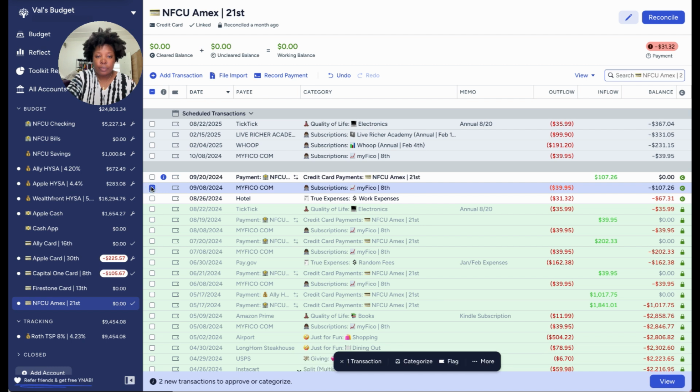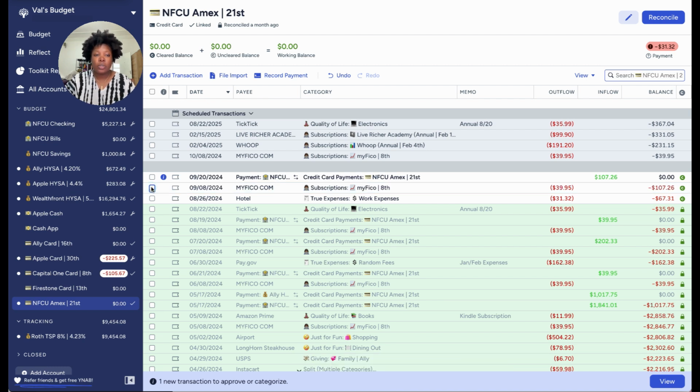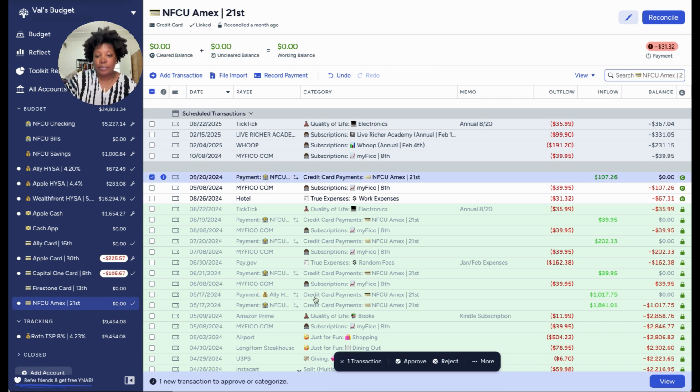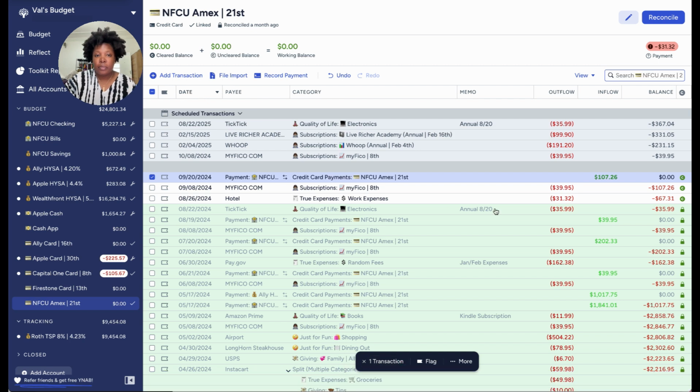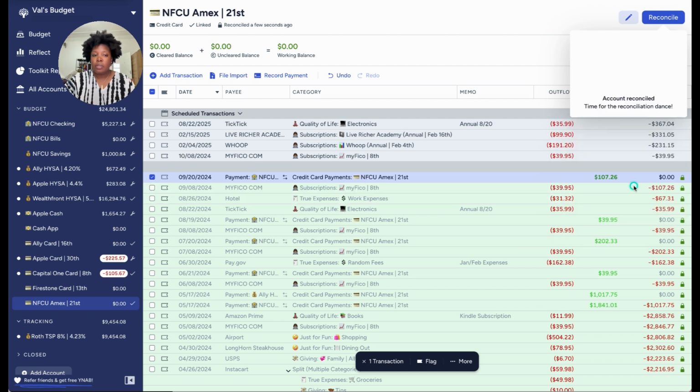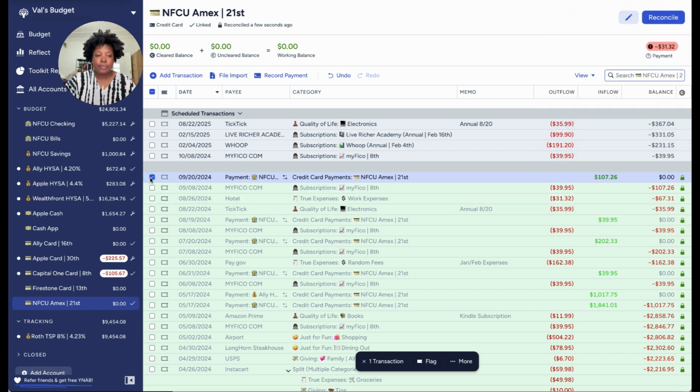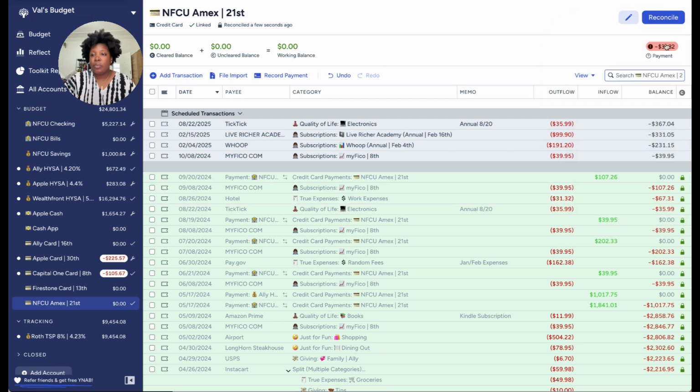It's here. It's a recurring transaction, so it'll automatically post on here. And then I received the payment from my bills account for $107.26, which is here. So we have a 0 balance on this Amex card, so I can reconcile. And that looks good. And this will just remain as underfunded until we get to the actual budget part of the video.